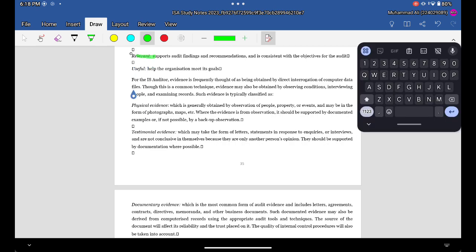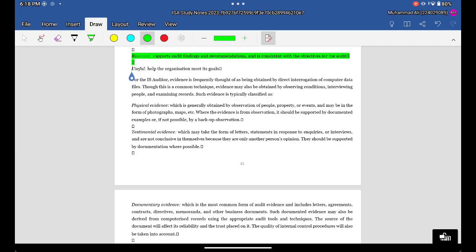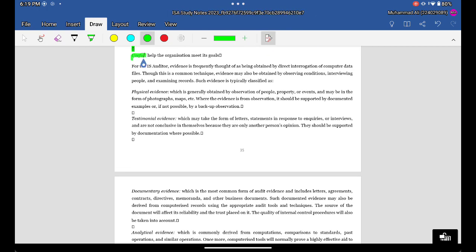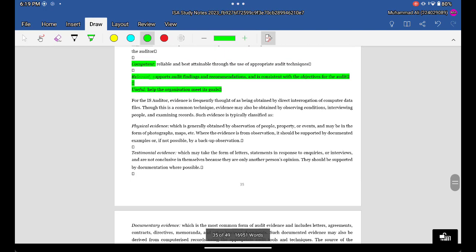So it's very relevant evidence, because of what you're auditing. If you're auditing a computer for hackers and you find evidence to support the hacking, it is relevant because hackers are related to the computer you're auditing. Useful: obviously, it must help the organization. Now, there are different types of evidence categories.